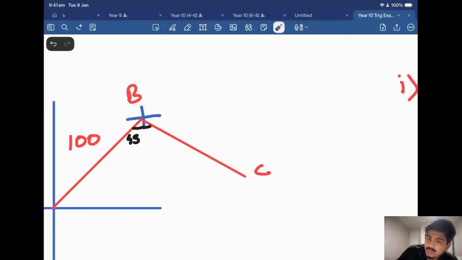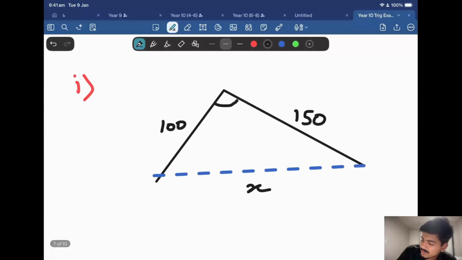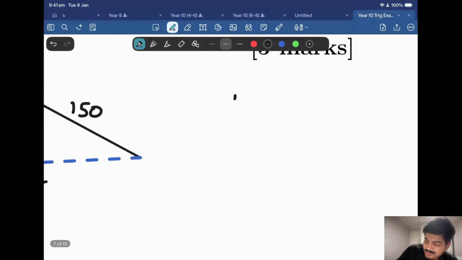So we do 180 minus 135, which is again 45. So we can see that this is actually just 90 degrees, right? So there's two ways to do this. The smart way here would just be using Pythagoras theorem. Since it's a right angle triangle, you can use Pythagoras theorem, right?